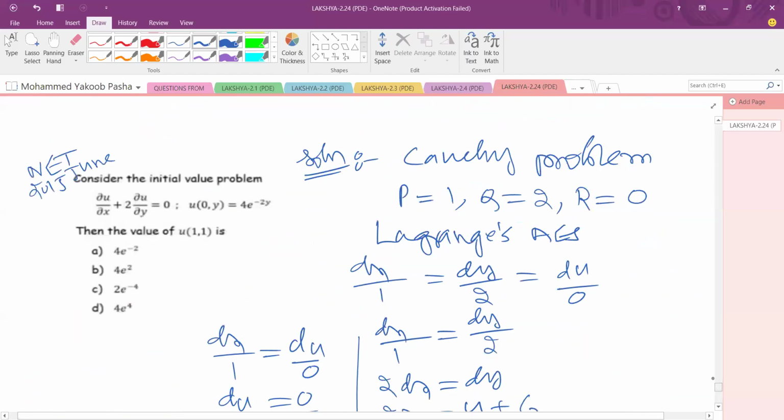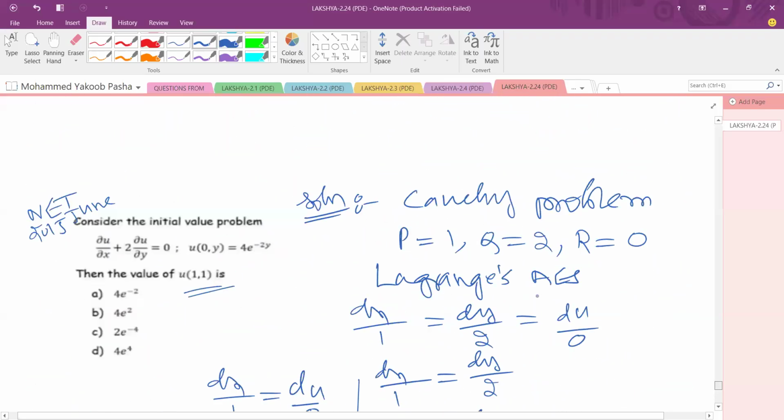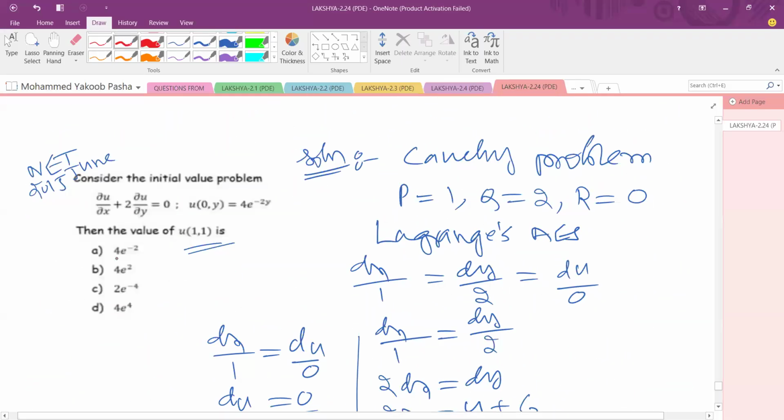Okay, but we need to calculate u of 1 comma 1, the u of 1 comma 1 value we have to calculate. So for this I am taking x is equal to 1 and y is equal to 1, so that is equal to 4 into e power 2 into 2x minus y, that is 1, that is equal to 4 into e square, 4 into e square. So what is my right option? 4 into e square, that is option B is the right option, 4 e square.